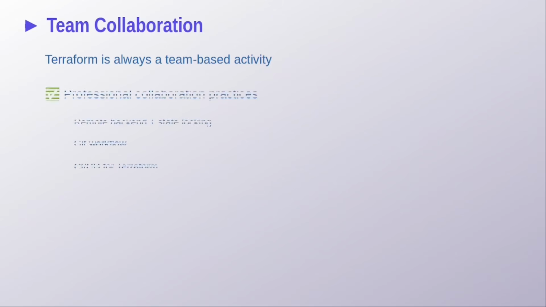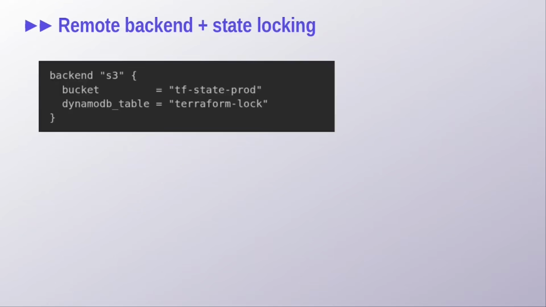Team collaboration. Terraform is always a team activity. In a real company, Terraform is never you alone. Mistakes affect production systems, customers, and business money. So collaboration rules are strict. Professional collaboration practices: remote backend and state locking, Git workflow, CI/CD for Terraform.